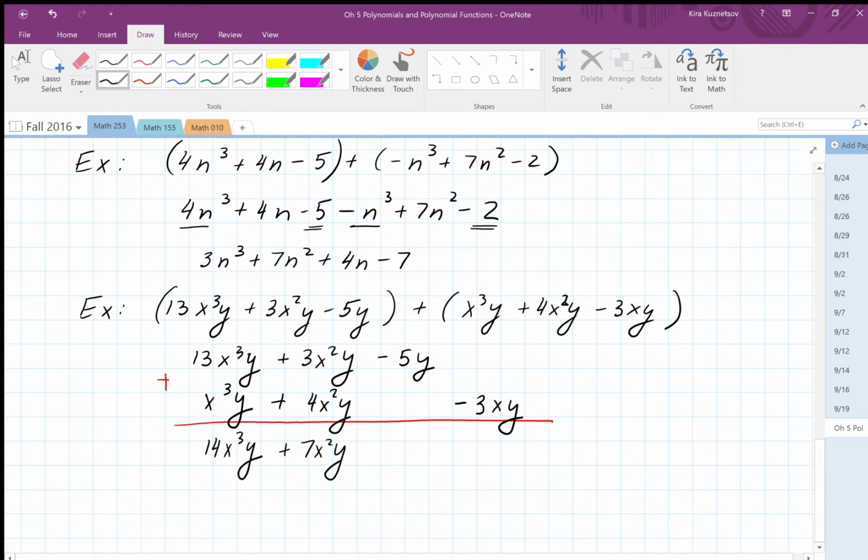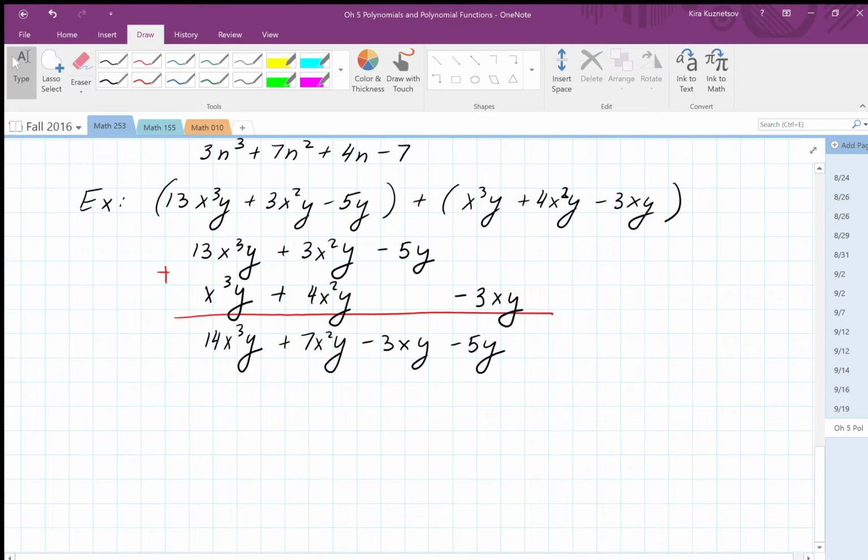I have the negative 5y and the negative 3xy. Because this is a degree 2 term, I'll write this first, and then I'll write that one last. Although if you switch the order, it's not that big of a deal either.